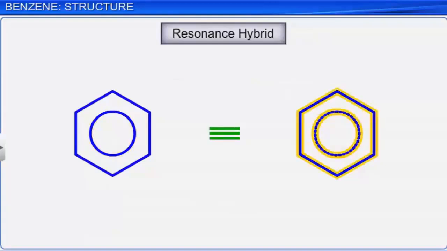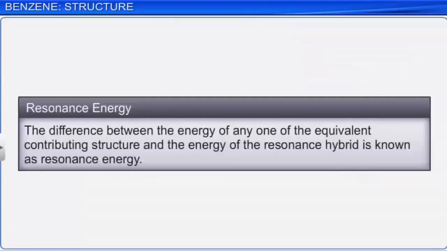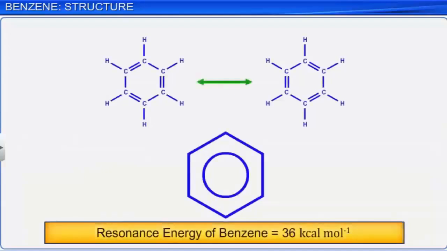The dotted circle in benzene represents the delocalization of the pi electrons between the carbon atoms. The difference between the energy of any one of the equivalent contributing structures and the energy of the resonance hybrid is known as resonance energy. The resonance energy of benzene is found to be 36 kilocalories per mole. Due to this, the resonance hybrid of benzene is more stable than any one of its equivalent structures.